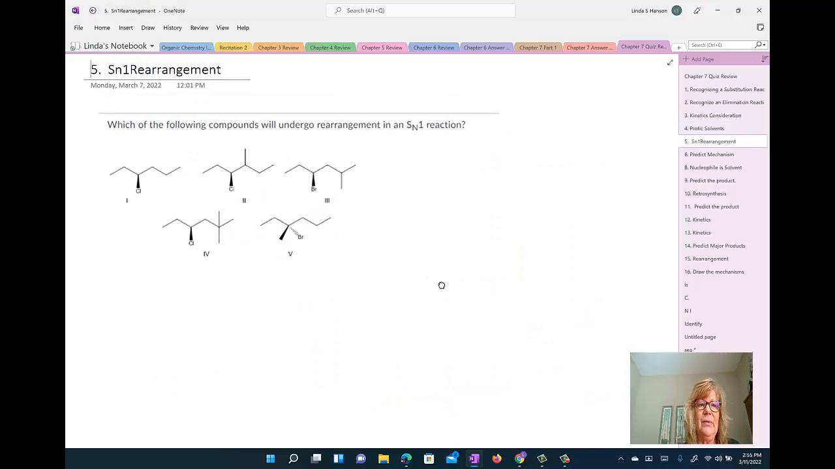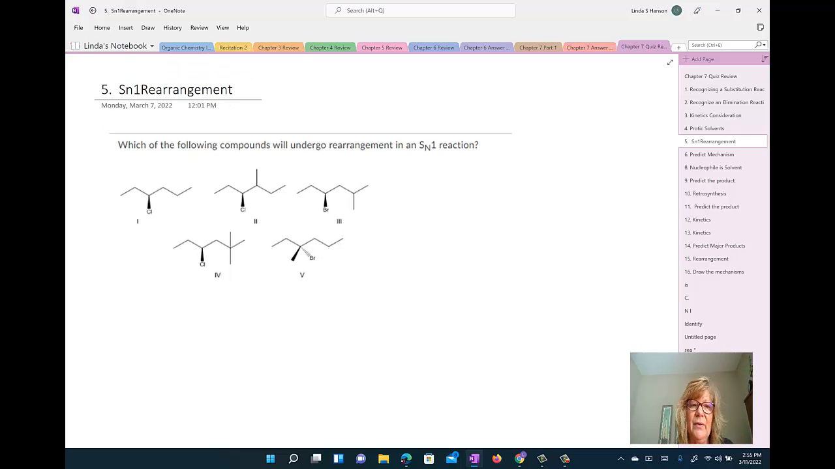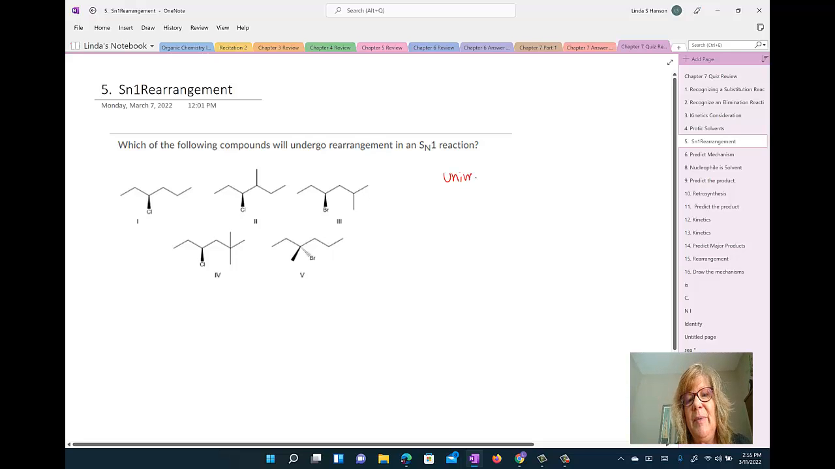Let's look at a next example. Which of the following compounds will undergo a rearrangement in an SN1 reaction? So again, SN1 means unimolecular nucleophilic substitution. Unimolecular means we have one molecule involved in the rate determining step. And that rate determining step is always the leaving group must leave. And when it does so, it forms an intermediate called a carbocation.